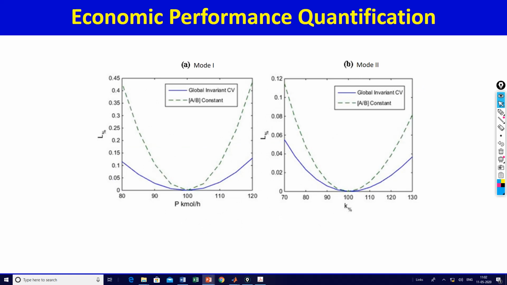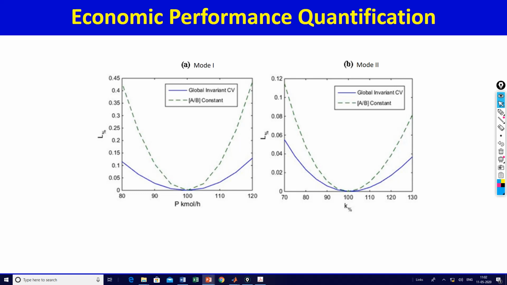If you look at the comparison of A by B, there's also the global invariant that we can hold constant. So if you hold the global invariant for KM3 constant, then you get the blue curve. The loss is the blue curve when you are holding the global invariant. The magic process variable is the global invariant.